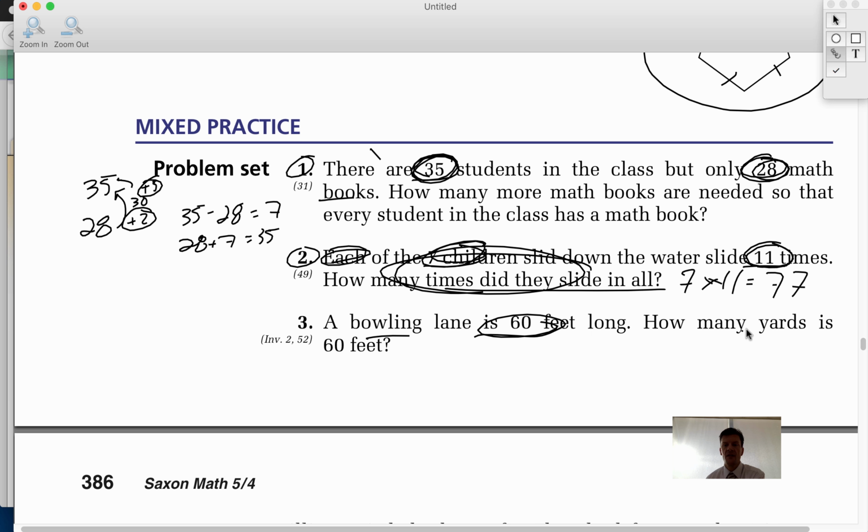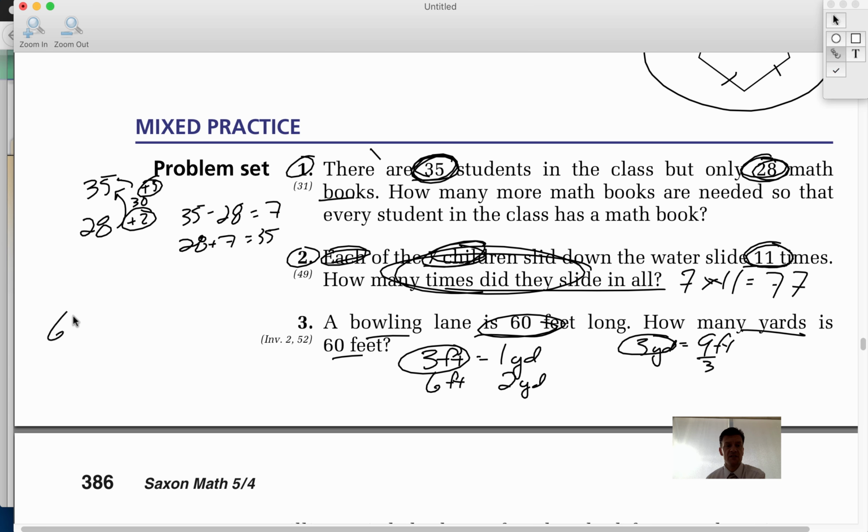A bowling lane is 60 feet long. How many yards is 60 feet? There are 3 feet in 1 yard. So if you've got 1 yard, that's 3 feet. 2 yards would be 6 feet. 3 yards would be 9 feet. So all you have to do is take the number of yards and multiply that by 3 to get the feet. But if you have feet, you would divide by 3 in order to get the number of yards. So if I know the feet, if I take 9 and divide by 3, that would give me the number of yards. So if I look at a unit multiplier, it would look like this.